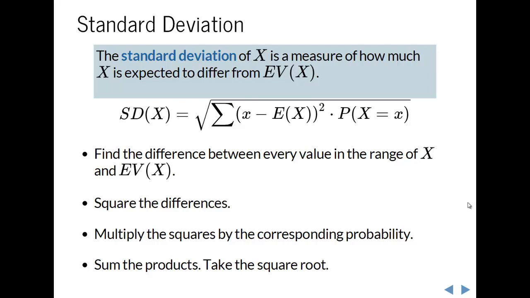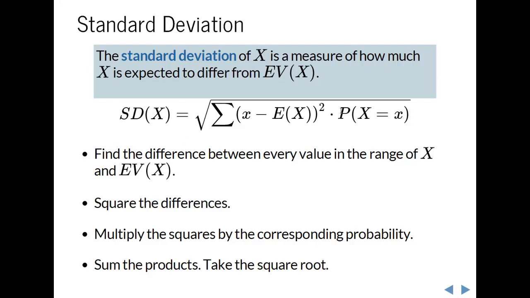The formula is shown below, along with a description of how you would go about calculating it. We won't spend a lot of time on this, but just really quickly, what's going on is we're taking the deviation of each value in the range of x from the expected value, squaring that deviation, and then weighting it by the likelihood that the random variable takes on that value. These products are summed, and then finally we take the square root of the sum.